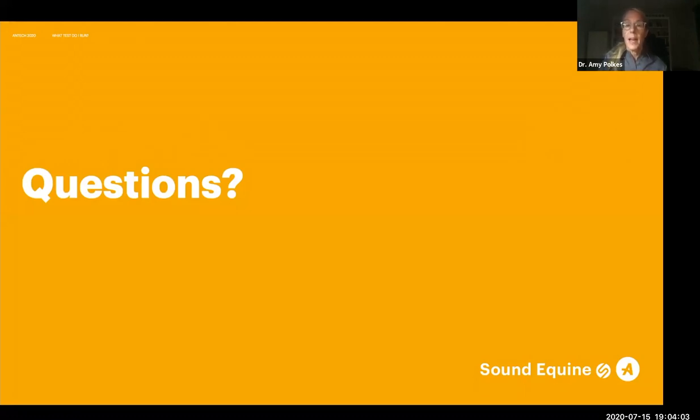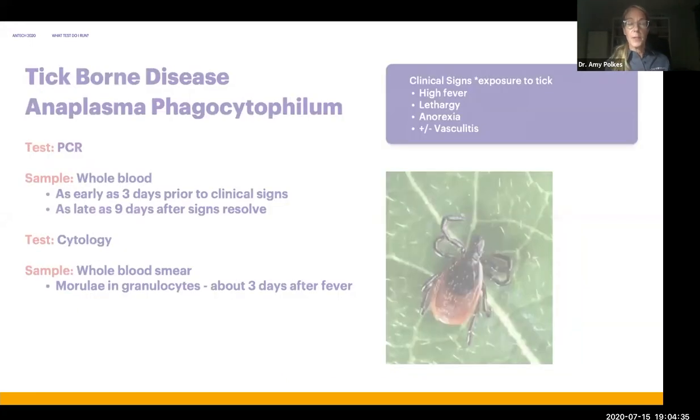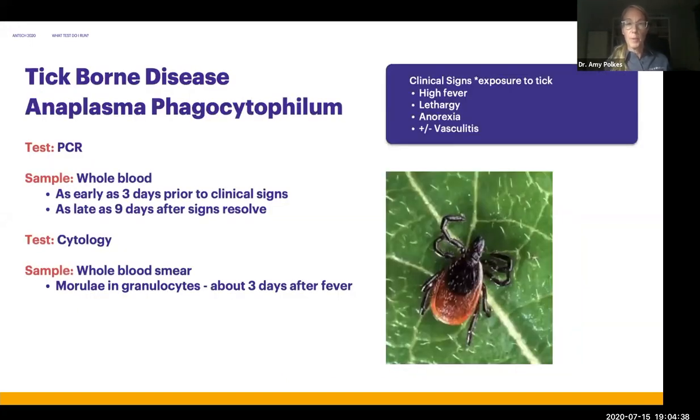Okay, moving on to the last section here. Fever of unknown origin. And of course, there are lots of causes of fever of unknown origin, but I am just going to touch upon some of the things that we think about. Certainly with respiratory disease, think about viral, bacterial, tick-borne. In the horse, there are really only two tick-borne diseases that we think about or know enough about to test for, and that would be anaplasma or Lyme, Potomac horse fever, and coronavirus. I think these are some of the most common that would have clinical signs that we couldn't necessarily pinpoint.